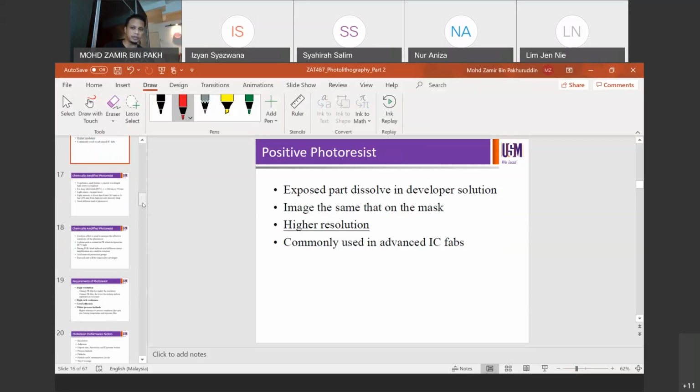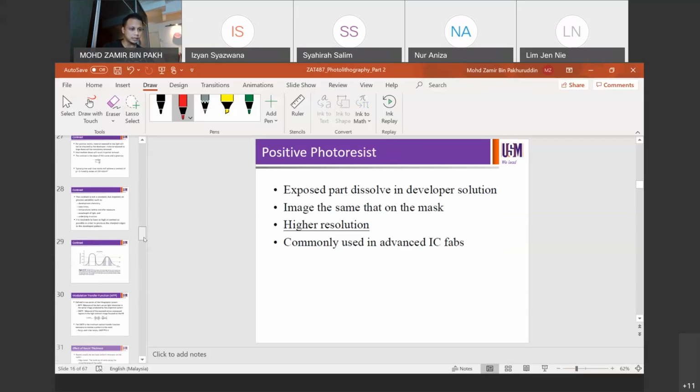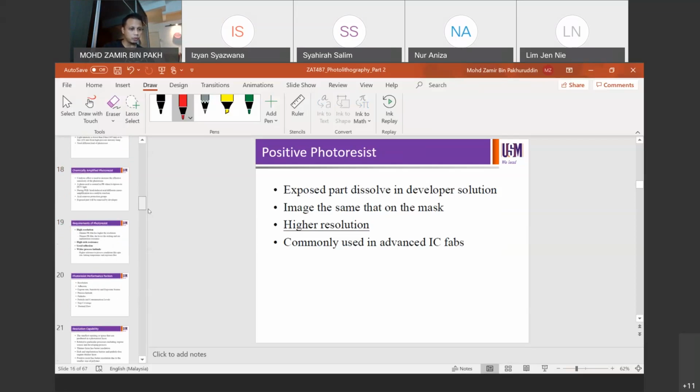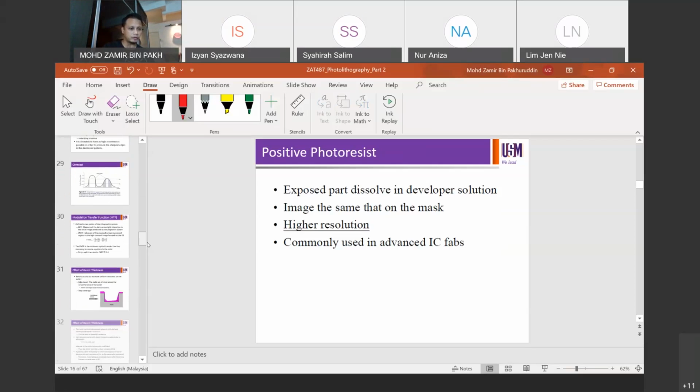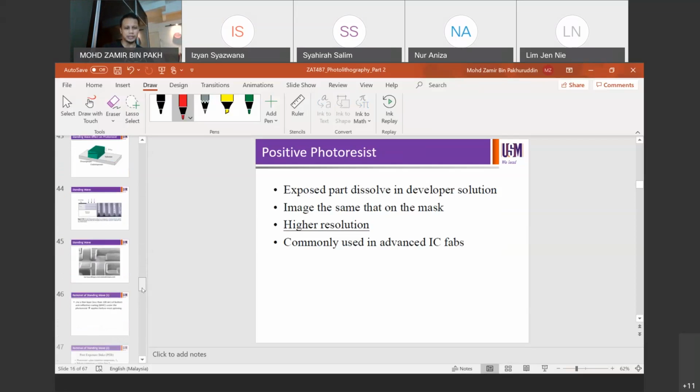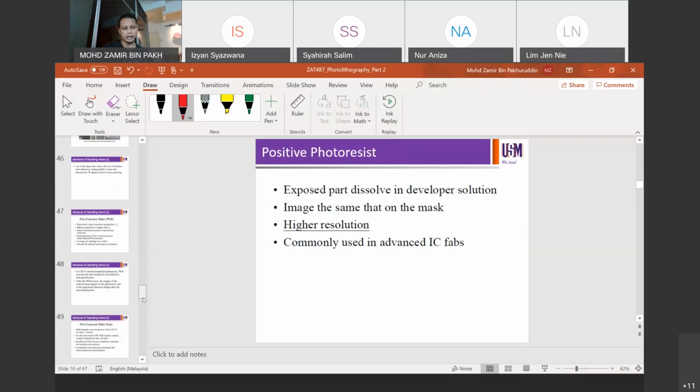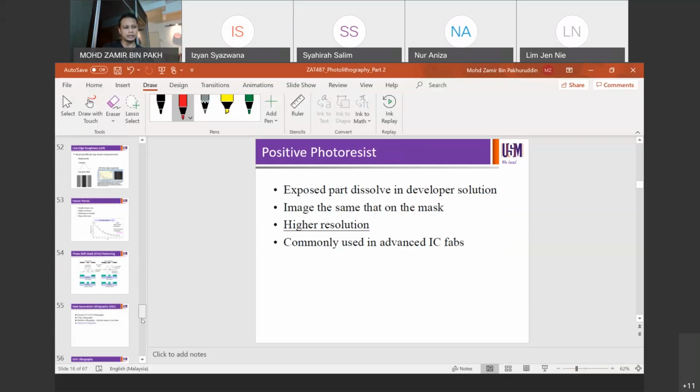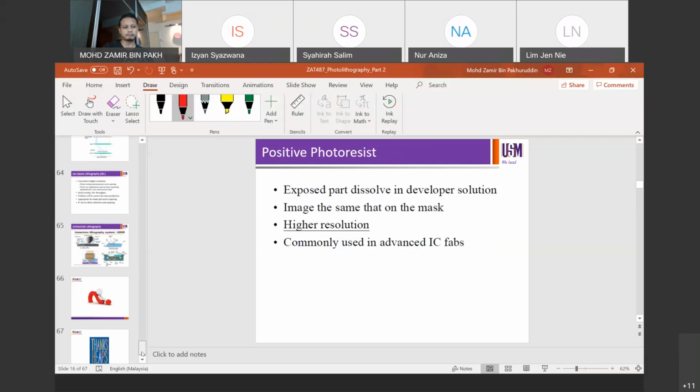So I'll just stop here for this class. We're going to continue with other properties of the resist, a little bit of imaging, and some problems around imaging in the next lecture next week.